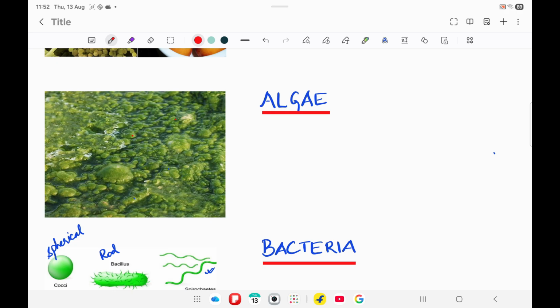The next we will talk about is algae. Now this algae can be found in the moist places on land. They are simple photosynthetic organisms. They have chlorophyll in them and that is the reason they can photosynthesize, they can make their own food. Examples are Spirogyra, Chlamydomonas, seaweeds, etc.